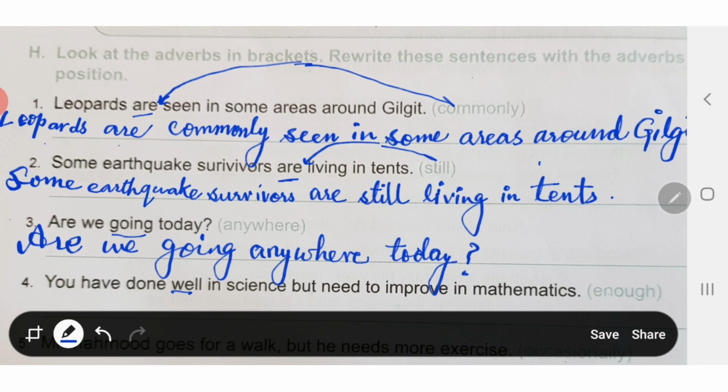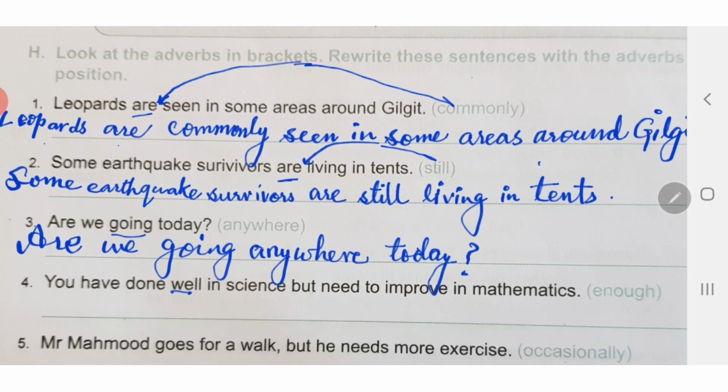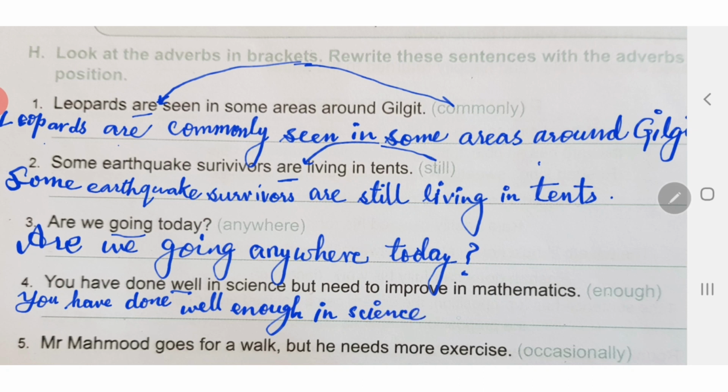So students, let's start writing. You have done well enough in science but need to improve in mathematics.